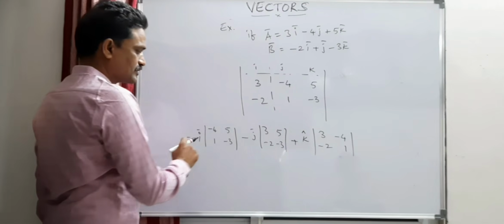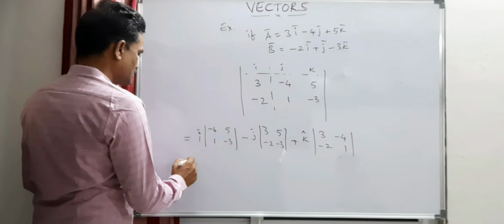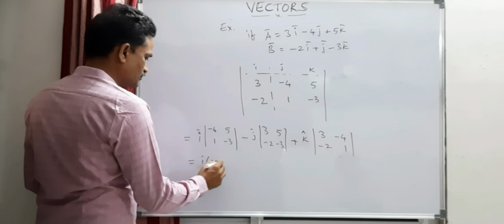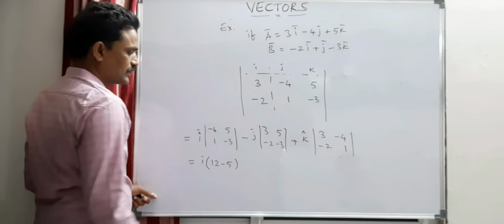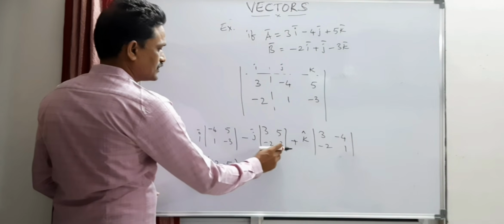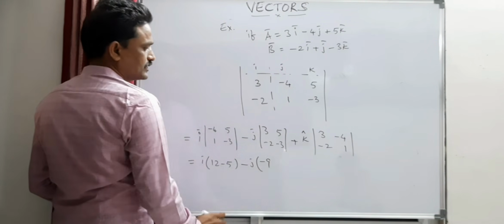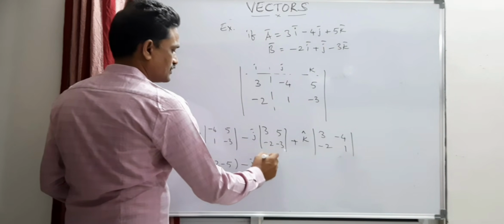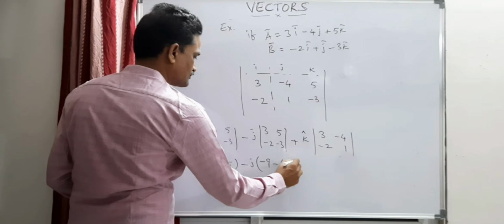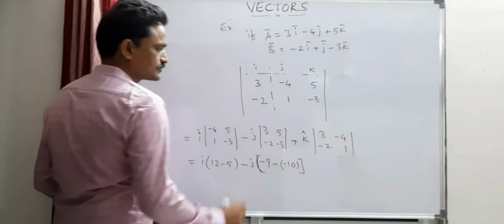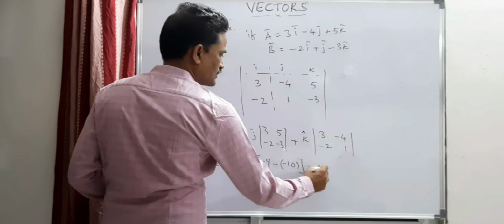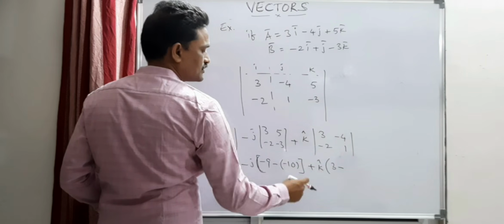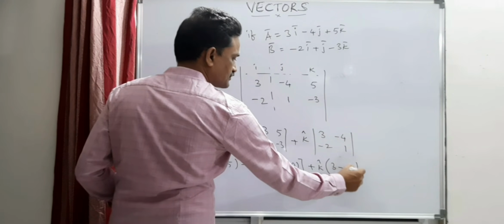So diagonal multiplication. So this is i. Minus into minus is plus, you will get 12 minus 5. Minus j. So minus 9 of minus 2 into 5. So this is minus of minus 10. Plus k, this is 3, minus into minus will become plus, so it becomes 8.